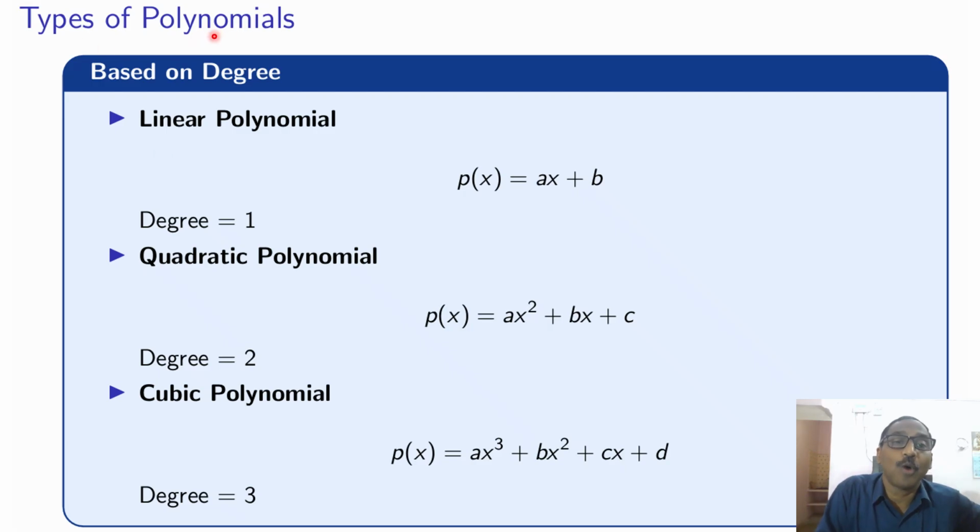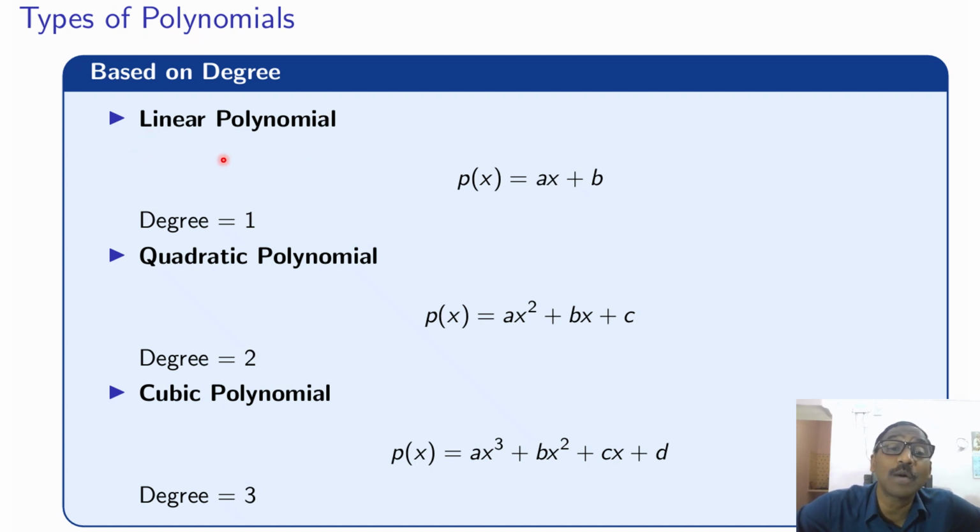So types of polynomials. What are the types of polynomials based on degree? Here p of x equal to ax plus b. This is the polynomial. What is the highest power of x here? 1 only. The highest power of x is 1. That means it is a linear polynomial. When the highest power of x is 1, then we say the polynomial is a linear polynomial.